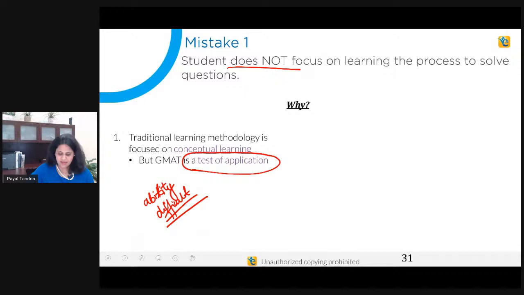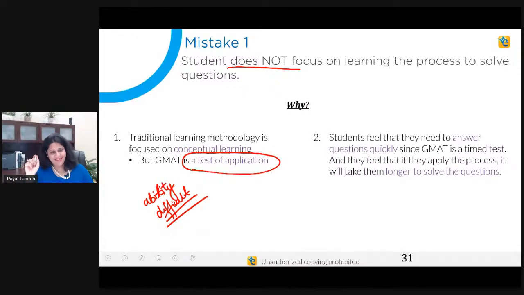Okay, second reason is GMAT is a time test, right? So students feel that they need to answer questions quickly. After all, GMAT is a time test. And if you follow this long drawn method of understanding, pausing, inferring, questioning, you're not going to be able to solve questions in the timed environment of the GMAT. That is another misconception that people have. Just because in the learning phase the process takes longer doesn't mean that when you have imbibed that process, when that process has become second nature, it will still take long.